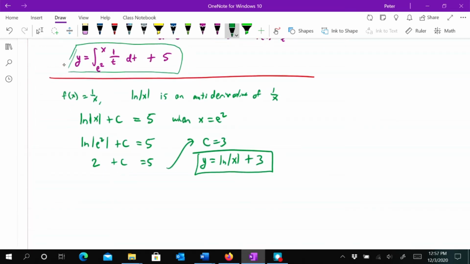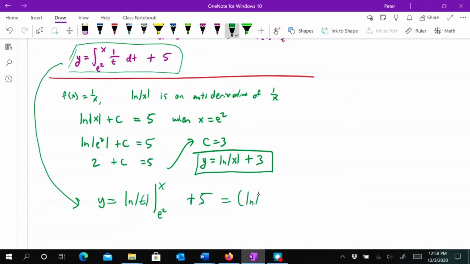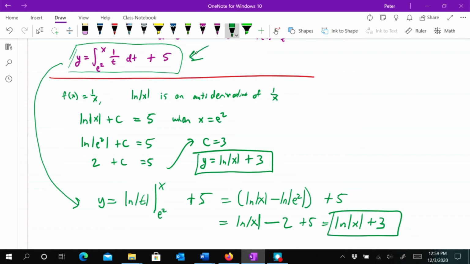So let's suppose that I take this function here and I actually evaluate it. I'm going to get y equals the integral of 1 over t dt, which is ln t. So y equals ln t going from e squared up to x, and then we still have this plus 5 at the end that I'm going to have to add in. I'm going to plug in x and e squared and subtract. That's going to give me ln of x minus ln of e squared, plus 5. Now that comes out to ln of x minus, we know that ln of e squared is 2, plus 5, and if I simplify that, I get ln of x plus 3.